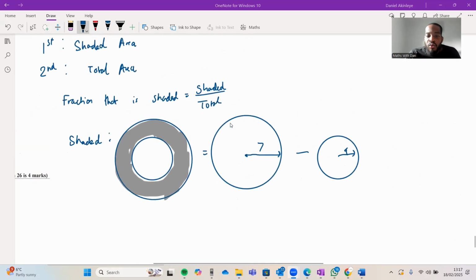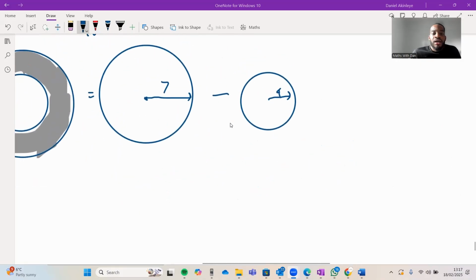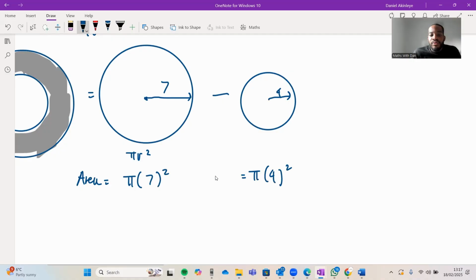Yeah. So we need to work out the area of both of these, right? Firstly, the formula for the area of a circle is pi r squared. Let me write pi r squared here. This one is going to be pi and then 7 squared, and this one's going to be pi and then 4 squared, right? Now, 7 squared is 49, so this is 49 pi. 4 squared is 16, so this is 16 pi. So we've got the area of both of them.